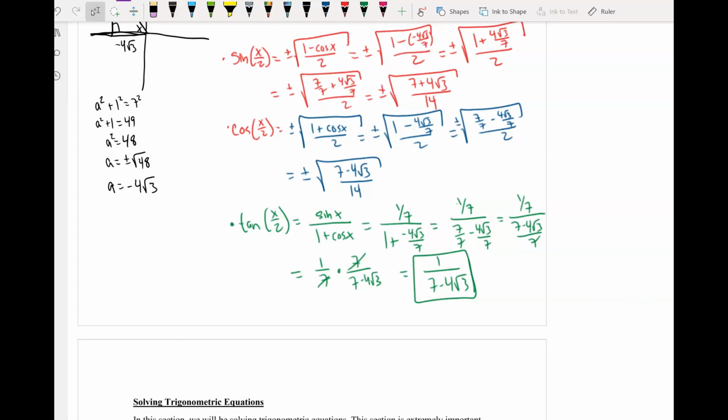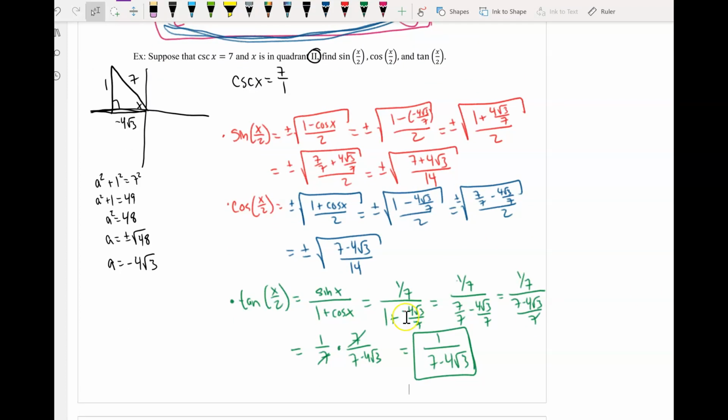All right, and now the last thing that we want to do is figure out this plus or minus, because it's not just going to be left as plus or minus. So let's just think about it. Right now, x is in quadrant 2. So we know that x is in quadrant 2, and in quadrant 2, that's between pi over 2 and pi, right?